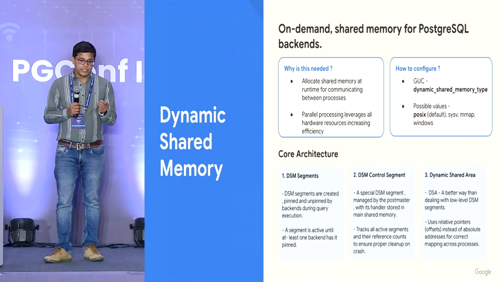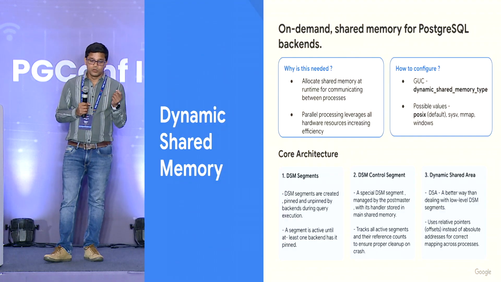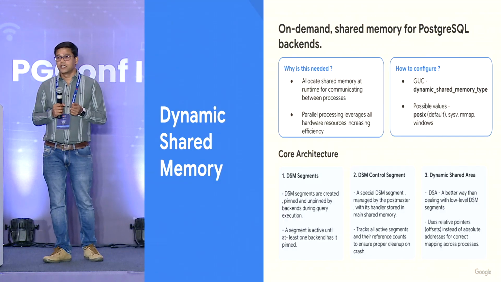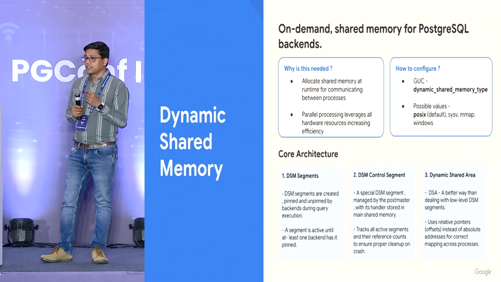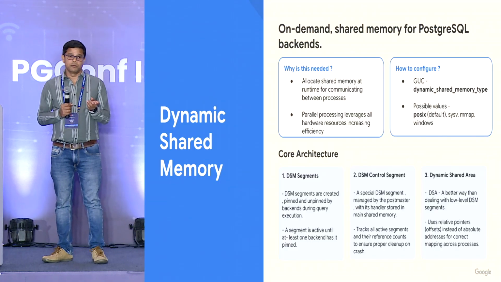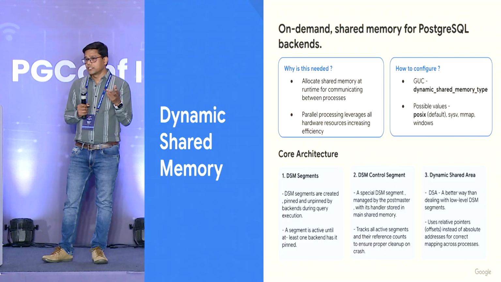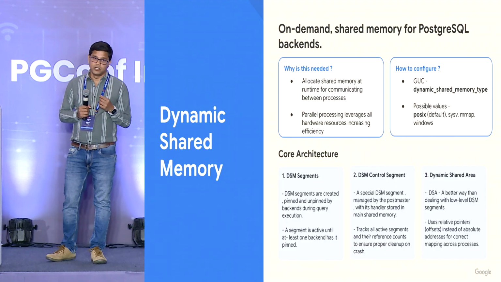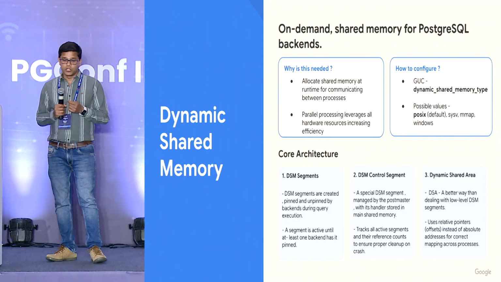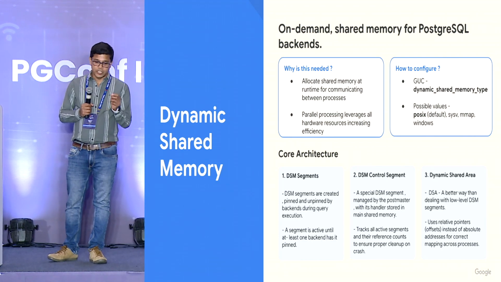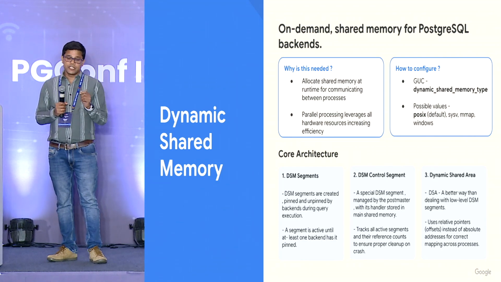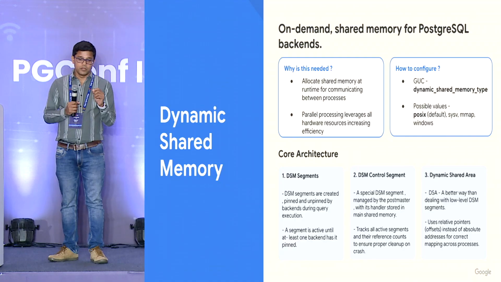And these segments also help to track all the active segments, and keep a reference count to ensure that if there are no backends accessing that dynamic shared memory, or let's say on some crash or abnormal shutdown, we should be able to clean that up. And then finally, we have the dynamic shared area, which is the actual stuff which each backend uses.